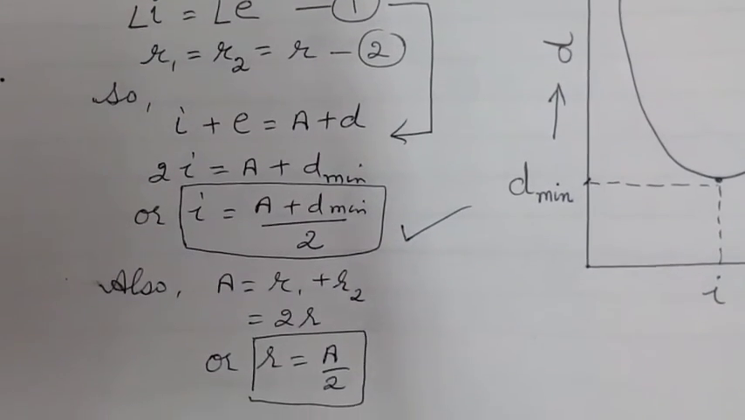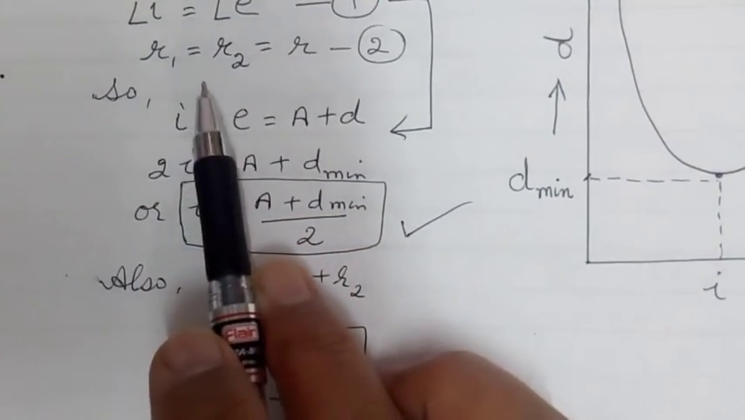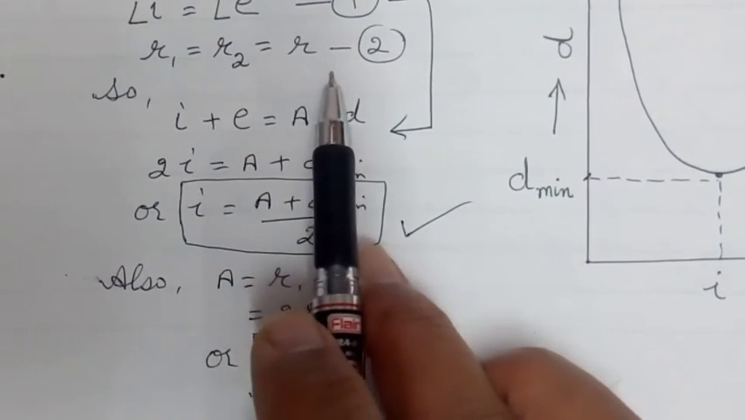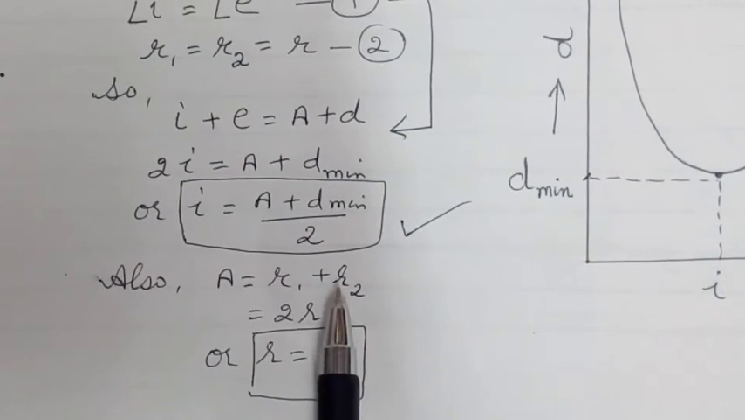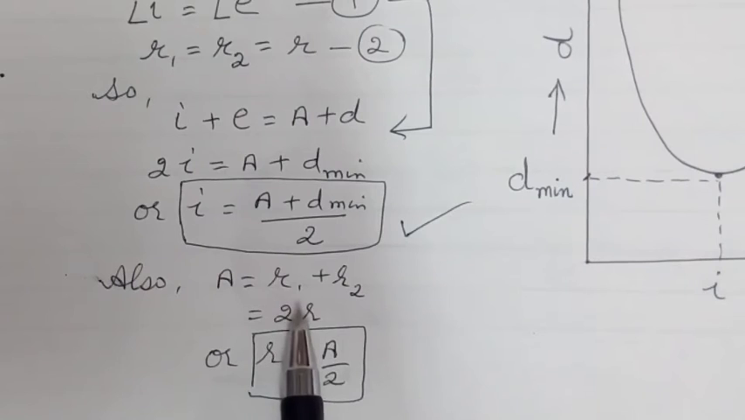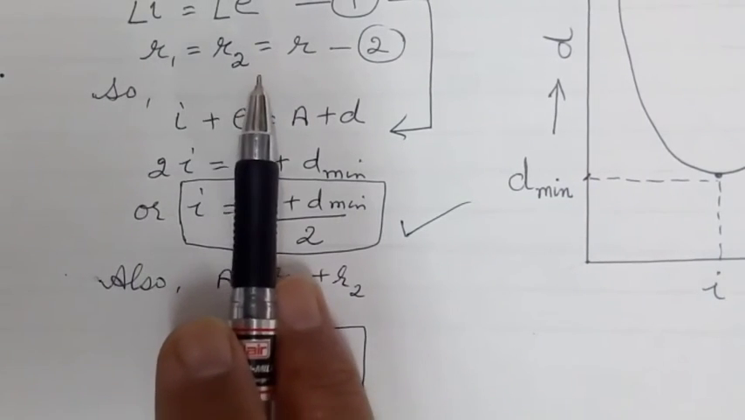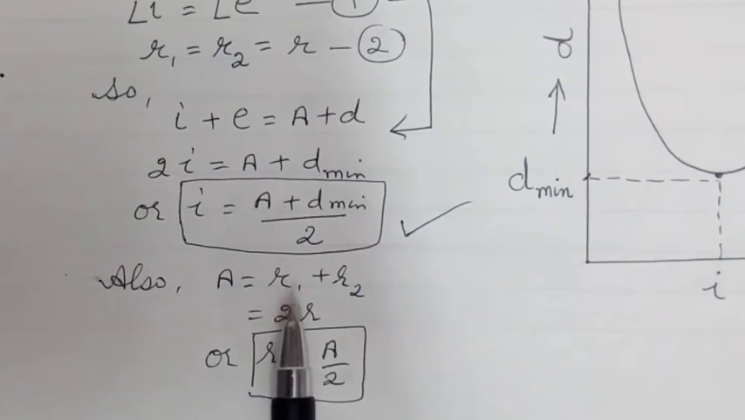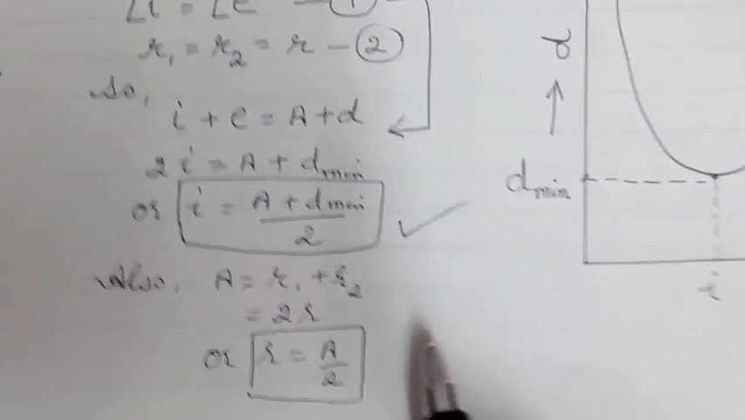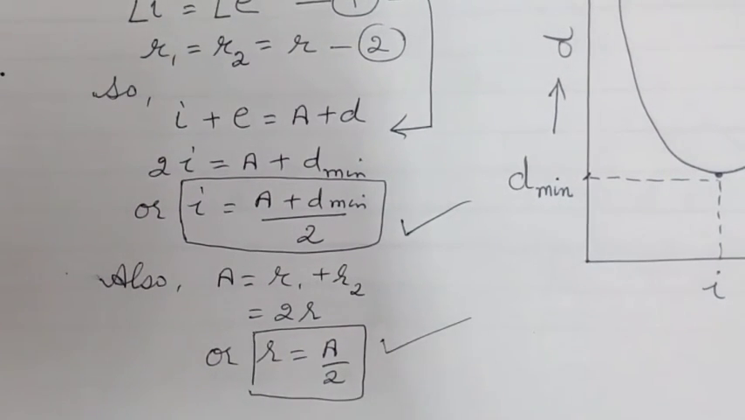Similarly, using equation number 2, R1 is equal to R2 is equal to R, say. We know that A is the angle of the prism, A is equal to R1 plus R2. Since R1 is equal to R2, A is equal to R plus R, that is 2R. So from here we find the value of R: R is equal to A by 2. Very, very important relationships. You might require them for the numericals.